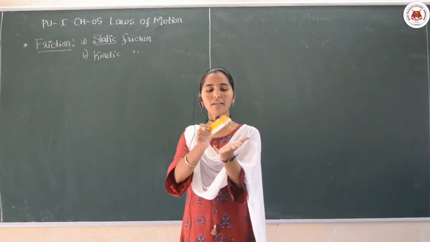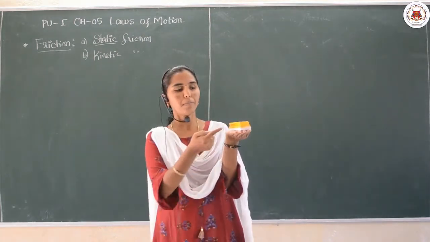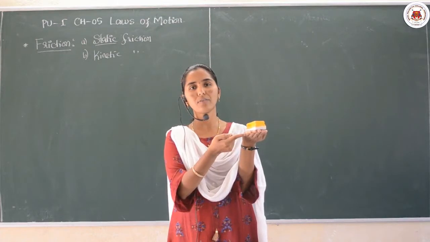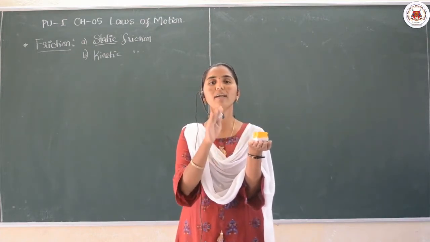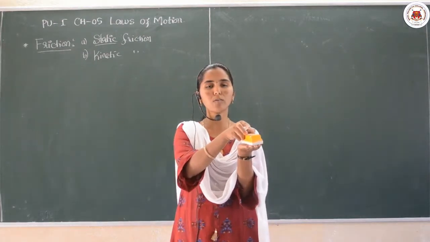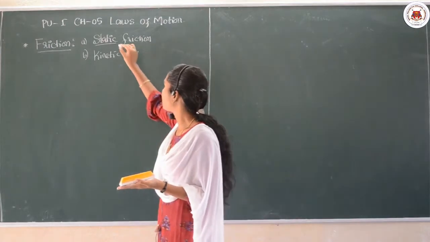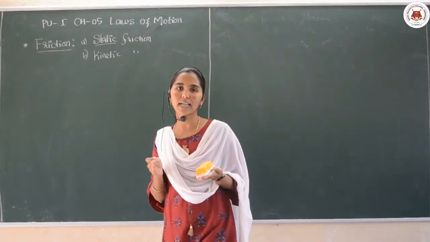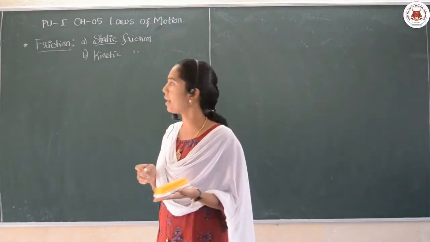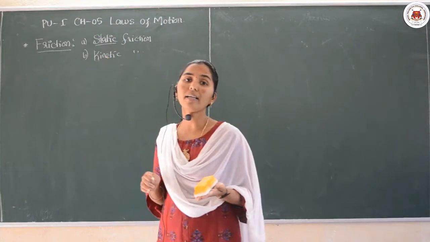And see, if I keep this duster on my hand, between the duster and the surface of my hand there is a friction, but both bodies are at rest only. When I start to move, then there is a change in the state of the body. So when the bodies are at rest, the friction between them we call static friction, right? Then moving forward with the next concept, that is kinetic friction.